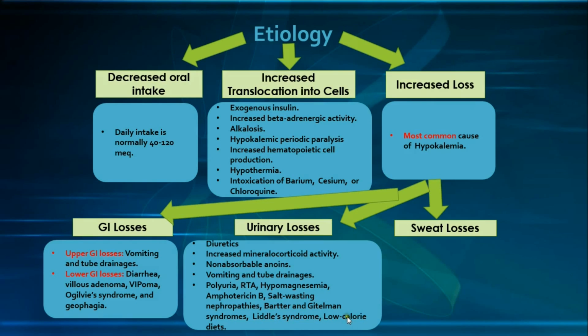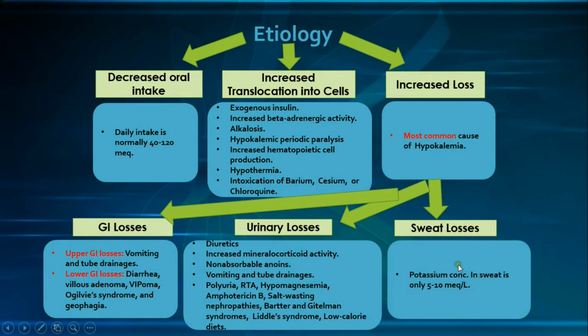and therefore resulting in hypokalemia. And now finally, let's go to the sweat losses. Now, sweat itself doesn't really have a huge potassium concentration. In fact, the potassium concentration is somewhere about 5 to 10 milliequivalents per liter, which is about the same as the potassium concentration present in the gastric secretions in the upper GI losses. But nevertheless, if you have a patient exercising in a hot climate, they could produce sweat volumes up to 10 liters or even more.